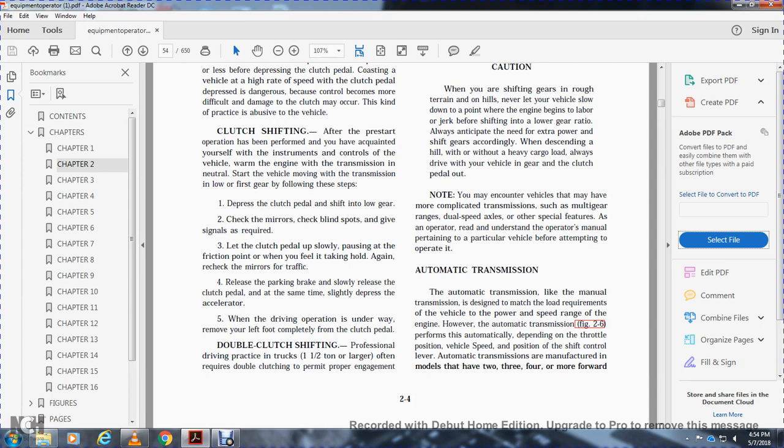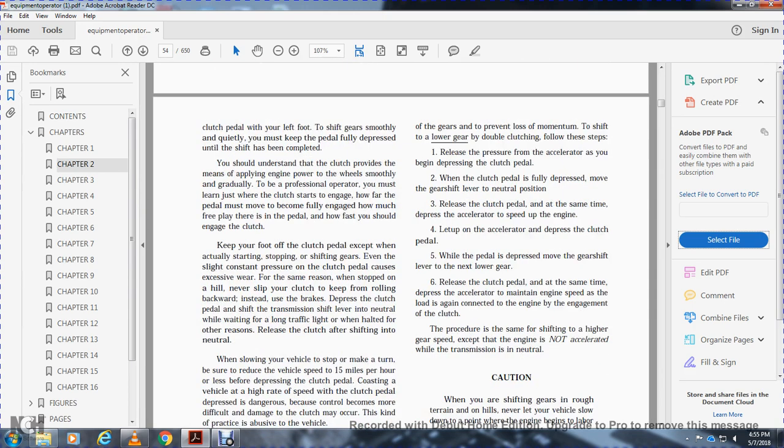Double clutch shifting. The professional driving practice for heavier vehicles requires double clutching to permit proper engagement of the gears and to prevent loss of movement. To shift to a lower gear with double clutching, follow these steps. Relieve the gear pressure from the accelerator by depressing the clutch pedal. When the clutch pedal is fully depressed, move the gear shift lever to neutral. Release the clutch pedal and at the same time depress the accelerator to speed up the engine.